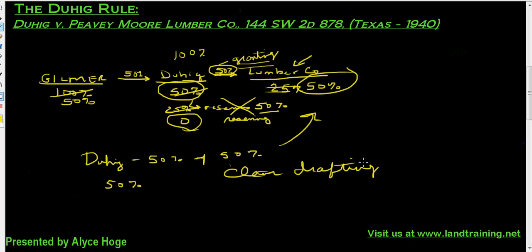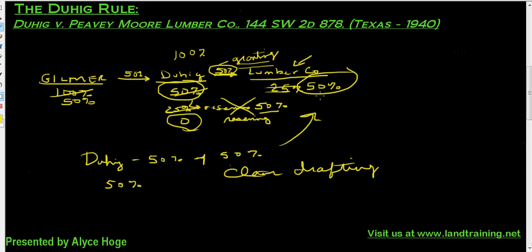Now, the other thing that can be proved is that if the lumber company had actual notice, if they knew, like you and I knew, that he only owned a 50% interest, then he can't claim Duhig. But as many of you know, it's very difficult to prove if someone had actual notice. We can prove constructive notice because they could just go back through the county records and find out how much Gilmer owned, how much Duhig owned. But the test is, do you have actual notice? And if Duhig could have proven that the lumber company had actual notice that they were only getting 50% of 50%, he would have been successful.